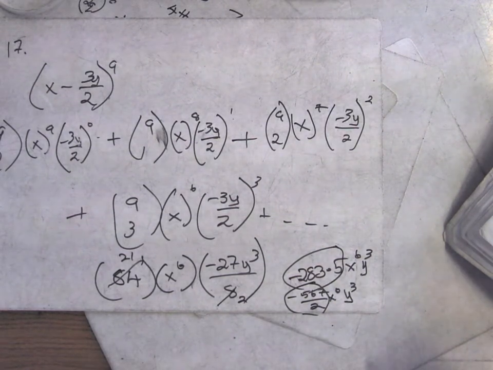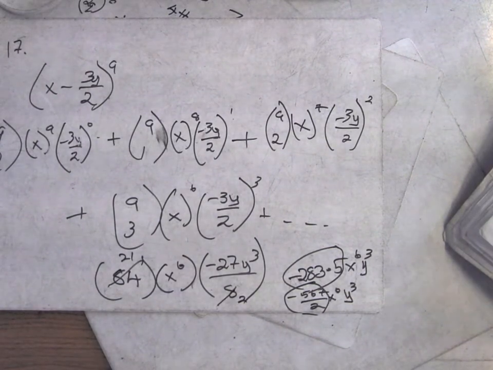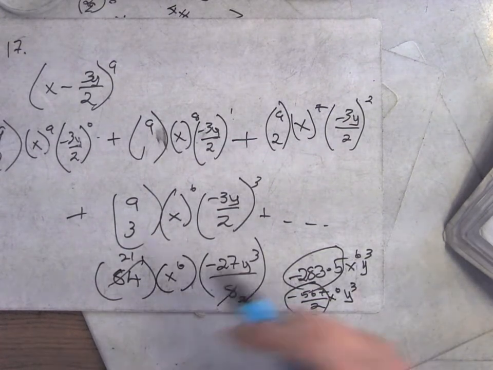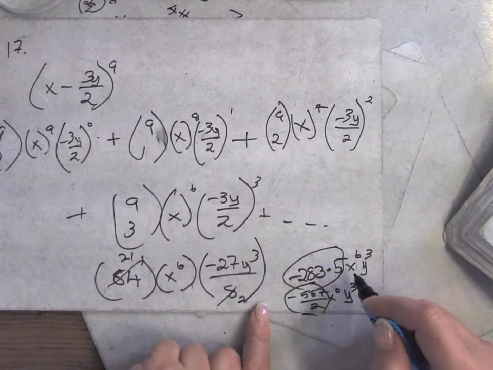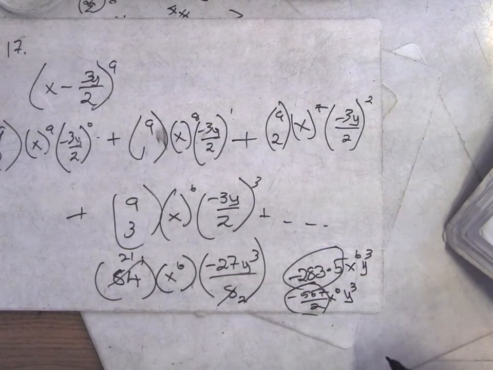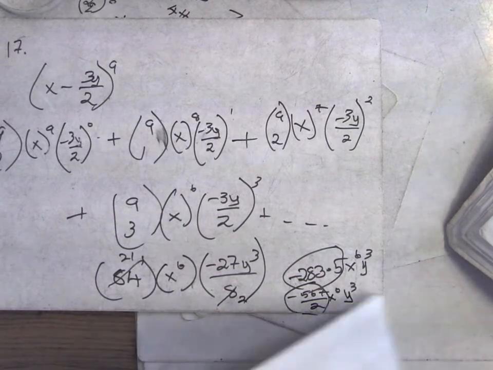Yes, Emily? Could you change the minus 3y over 2 to minus 1.5y? Yeah, and do it all in decimals, of course. Yes, 100%. Right, any other questions for me? Minus 283.5, x to the power of 6, y to the power of 3. But you just give minus 283.5 because they just asked for the coefficient, didn't they? Yeah. Is that alright? Okay, right, moving on.